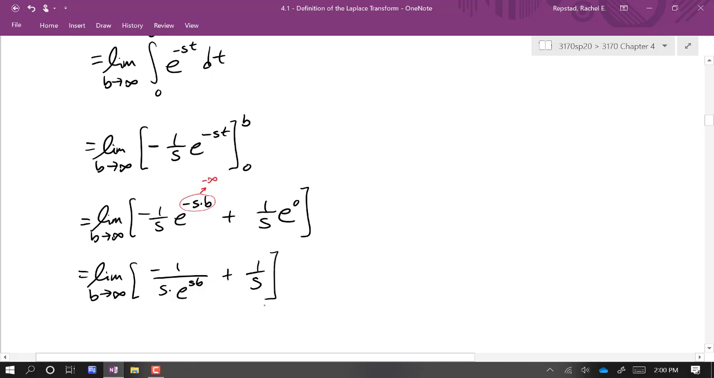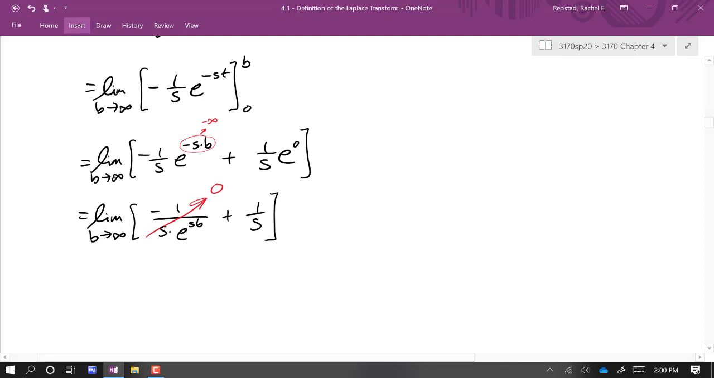Now as b gets huge, this fraction has to go to 0. That denominator blows up, so that part goes to 0, and we just get 1 over s. So 1 over s is the function F of s, or the Laplace transform of the function 1.